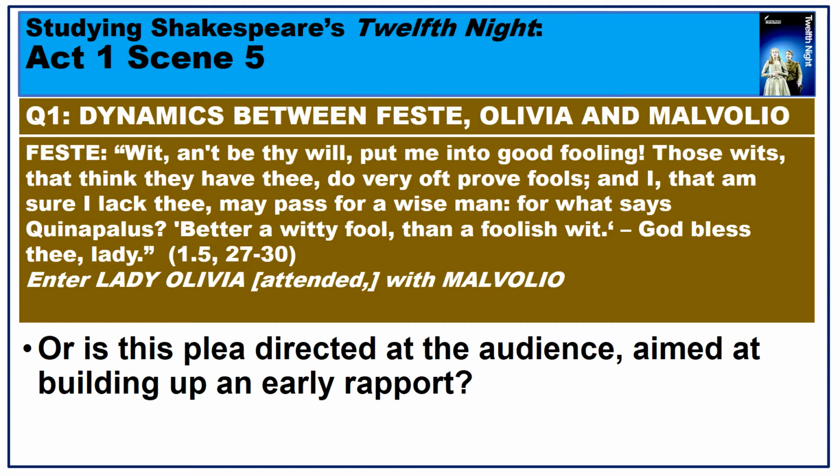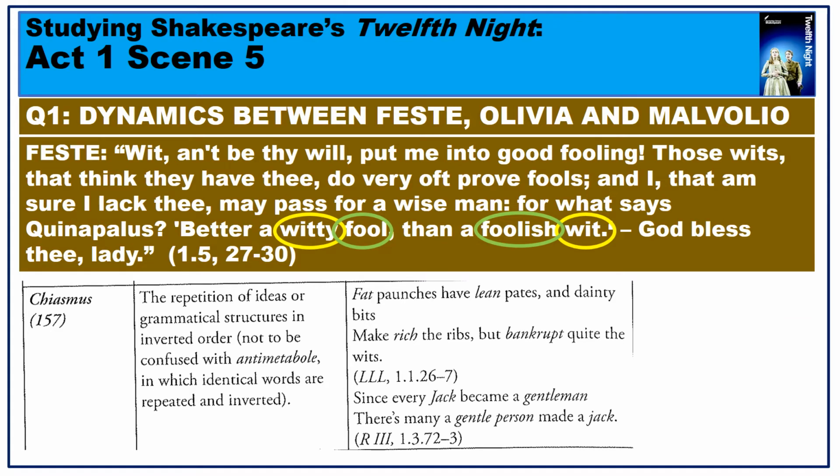Fools do need to be adroit when it comes to language, and so Feste's use of chiasmus, within a quotation from his made-up philosopher, gives an early indication of his linguistic dexterity, of his recognition of the fact that his role requires him to sound clever and meaningful. Furthermore, his statement is true. It is better to have the intelligence implied by the role of a witty fool than to be a foolish wit. So there are early signs of Feste's vulnerability and ability with language.